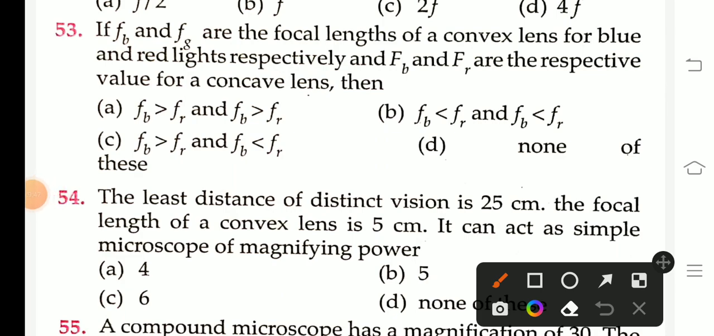Next, if FB and FR are the focal lengths of a convex lens for blue and red lights respectively, and FB and FR are the respective values for a concave lens, then... right answer will be option B, FB less than FR and FB less than FR.